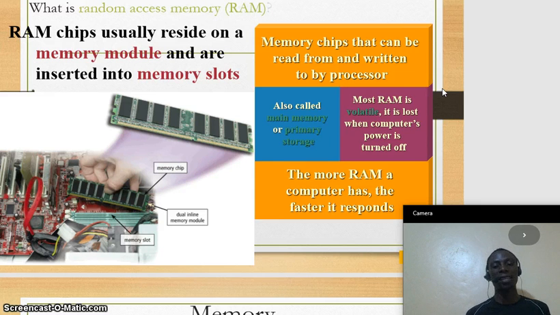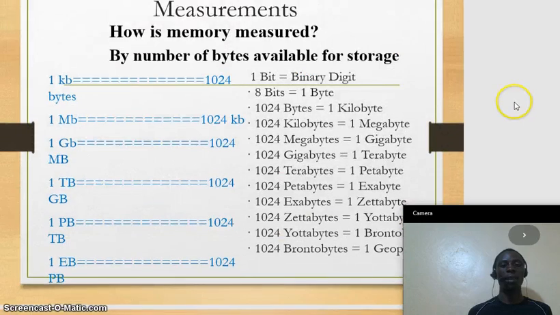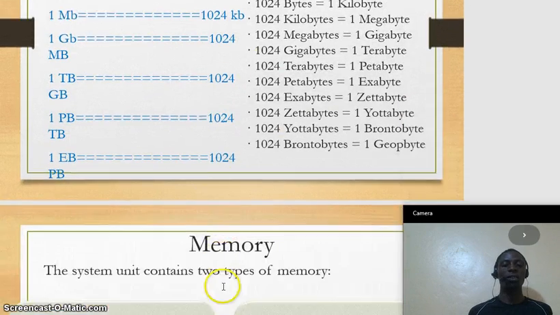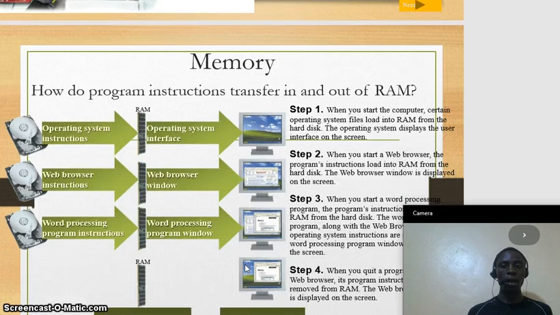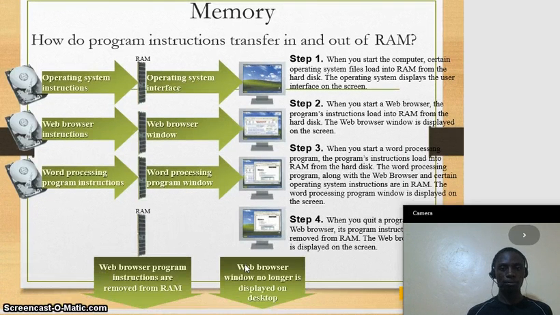The bigger the size, like we saw on our calculations up here, the bigger the size you choose for the memory, the faster the computer will perform tasks and respond. Now, how do program instructions transfer in and out of the memory, or the random access memory?